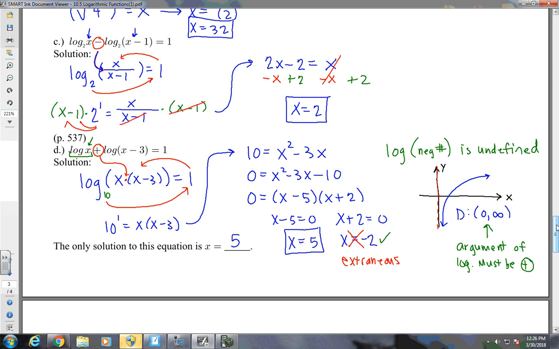Notice the commonality between all of those equations. We condense the logarithms into a single logarithm and then convert to exponential form. If you get that pattern, those logarithmic equations are not too difficult to solve.